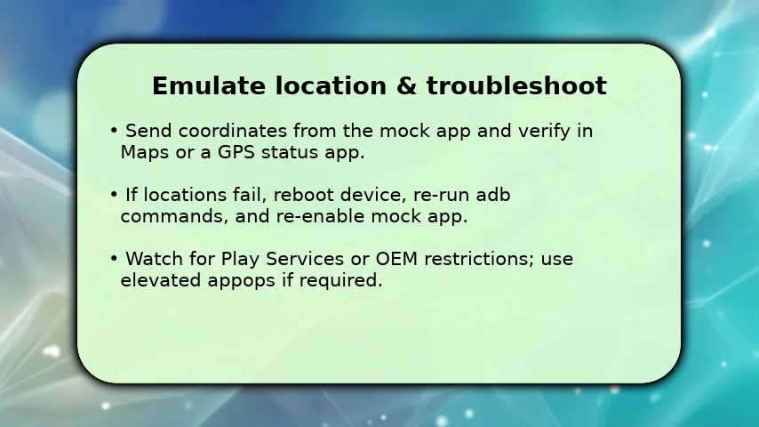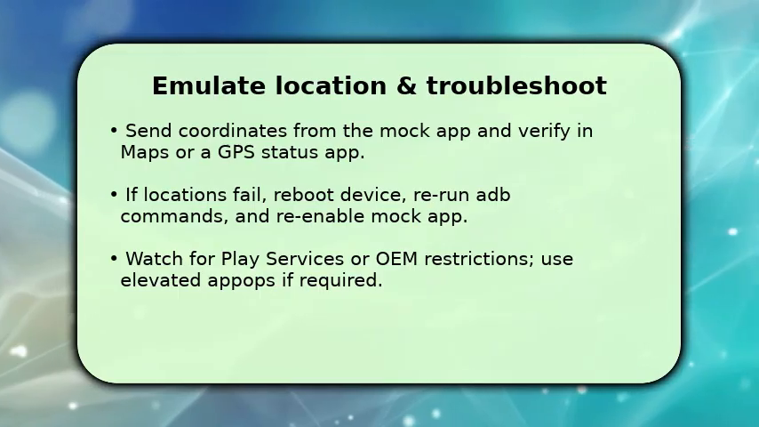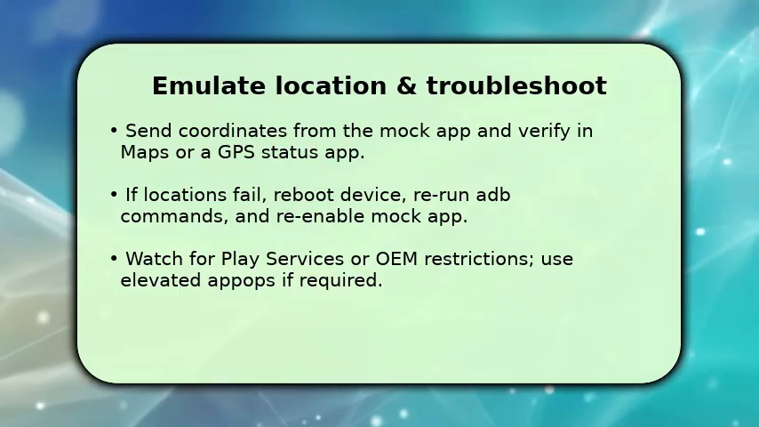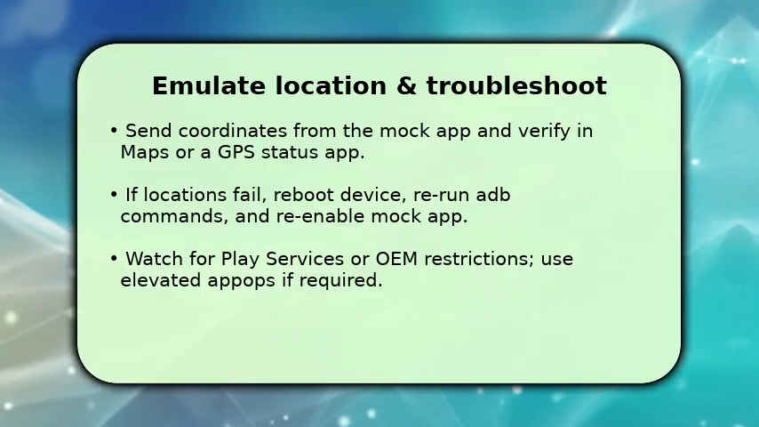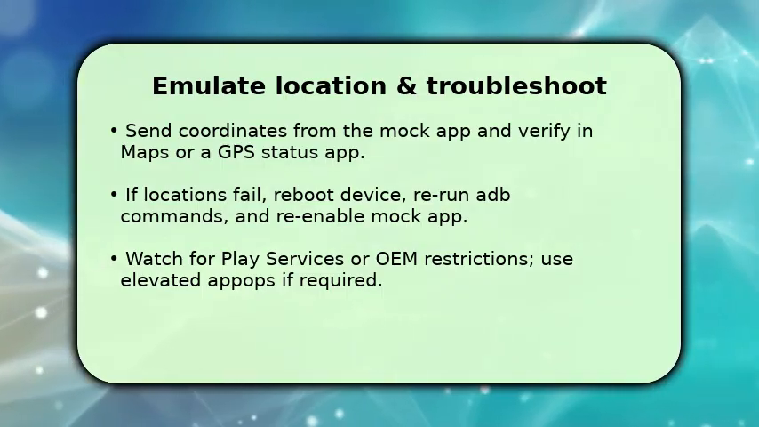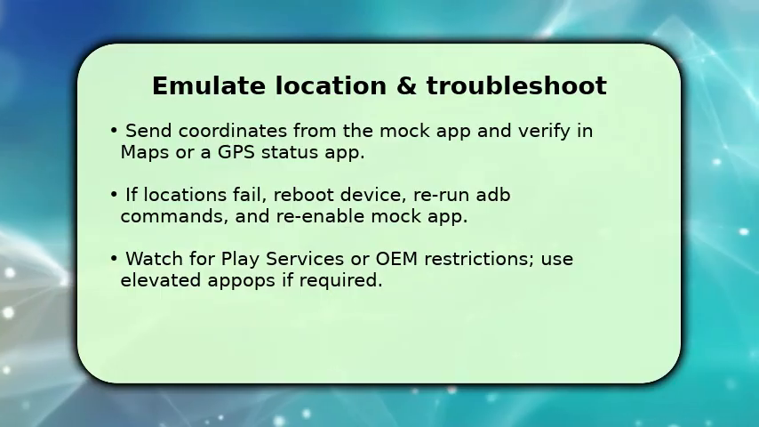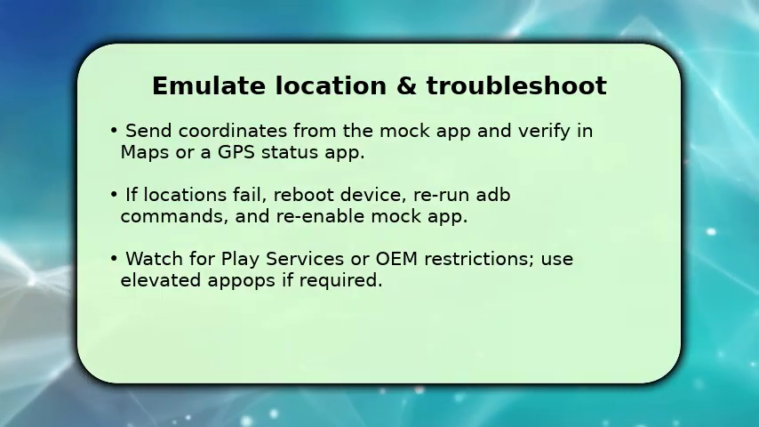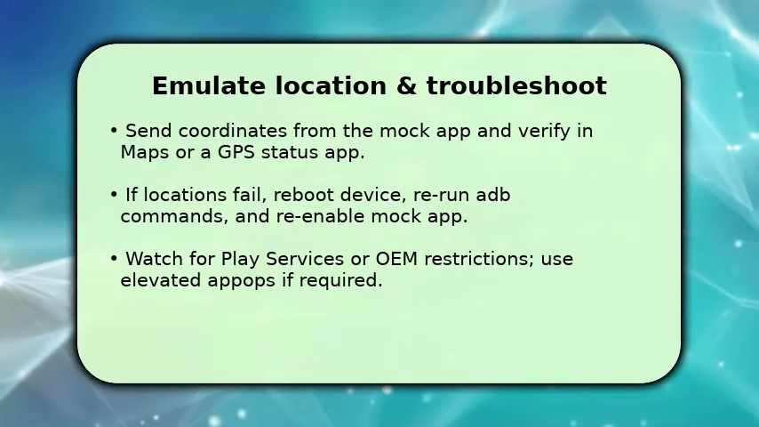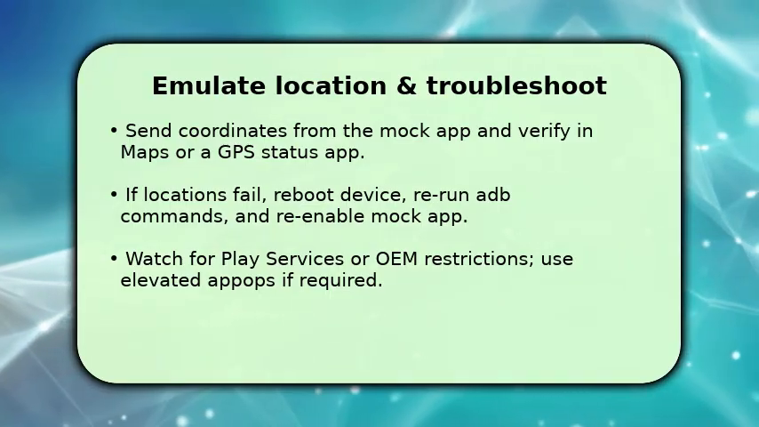Finally, input or play a route from the mock app and confirm the location updates in Google Maps or a GPS status tool so you know the emulator works. If updates don't appear, reboot the device, rerun the ADB grant or appops commands, and reselect the mock app. Often a reboot clears permission caching.